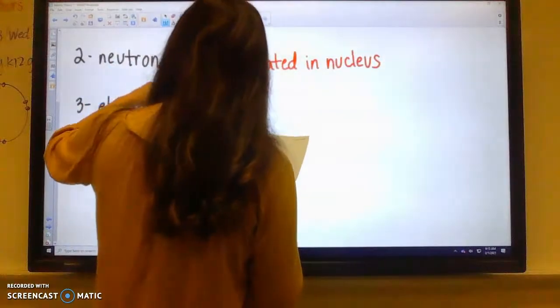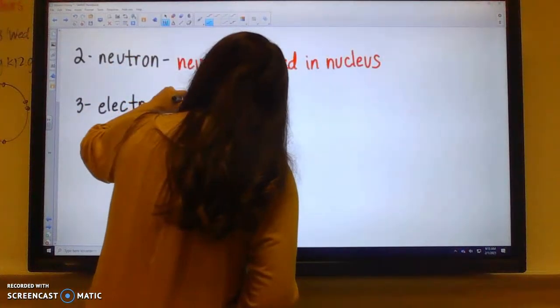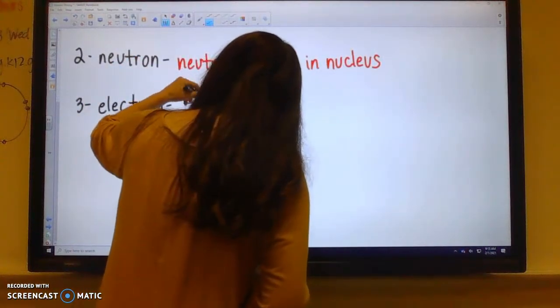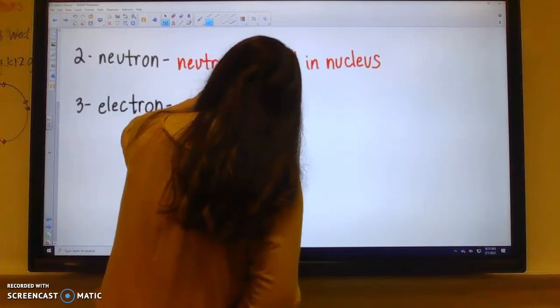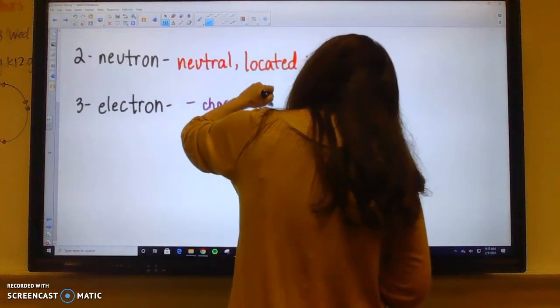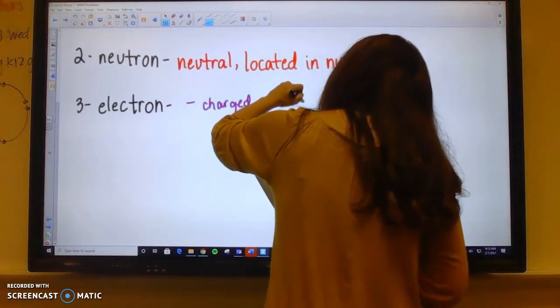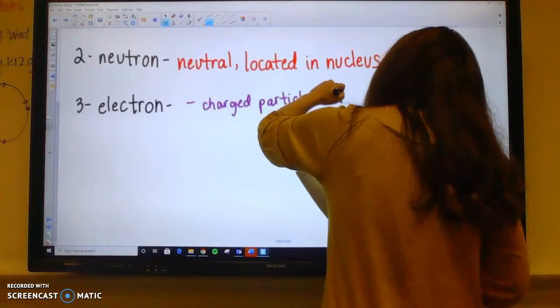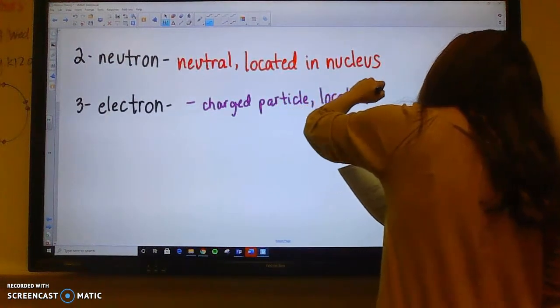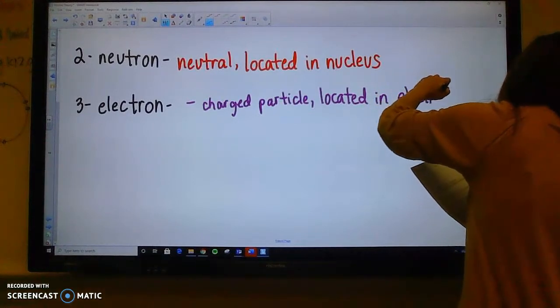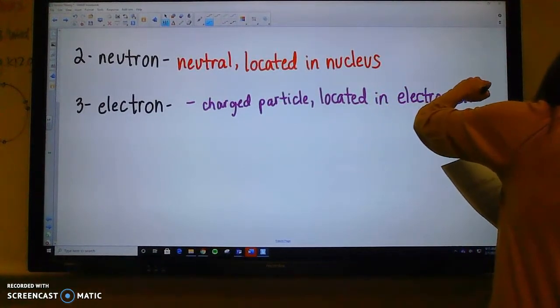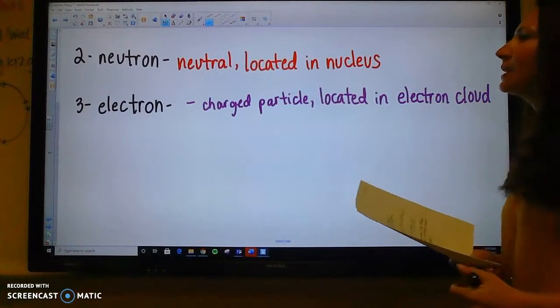Okay? So the electron, what charge is an electron? Negative, so it's a negative charged particle. Where is it located? And that is called the electron cloud. Which is definitely not the nucleus.